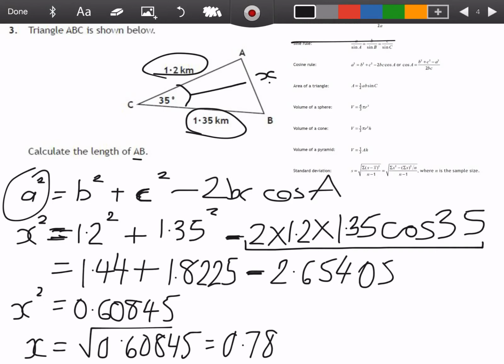Okay, just have a wee last look. Does it look right? Does it make sense? That side x is 0.78. Yeah, the other ones are 1.2. Looks a wee bit smaller than them. It makes sense. It doesn't mention anything about rounding, so I'm going to be happy with that. And I'm going to write the units. These are lengths. The other ones are in kilometres. 0.78 kilometres.